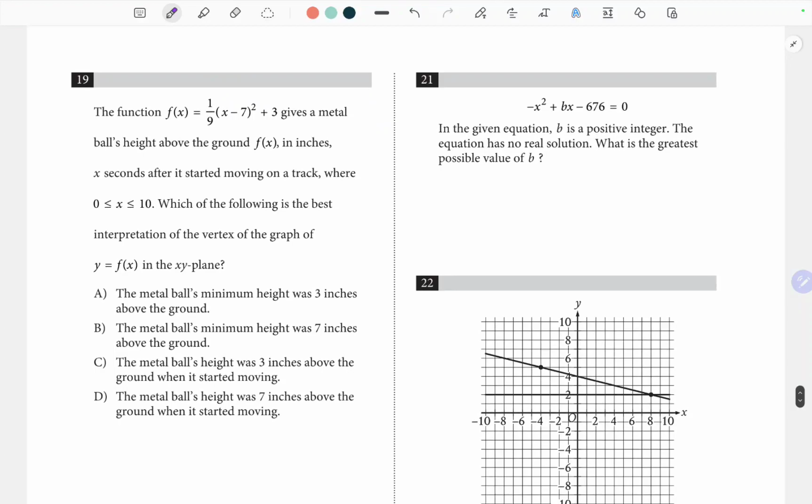Now question number 19. The function f(x) = 1 over 9 (x minus 7) whole square plus 3 gives a metal ball's height above the ground f(x) in inches x seconds after it started moving on the track. Which of the following is the best interpretation? So this is a parabola, right? And it is an upward parabola, where this is (7, 3). So minimum is 3. Now, the metal ball's minimum height was 3 inches above the ground.